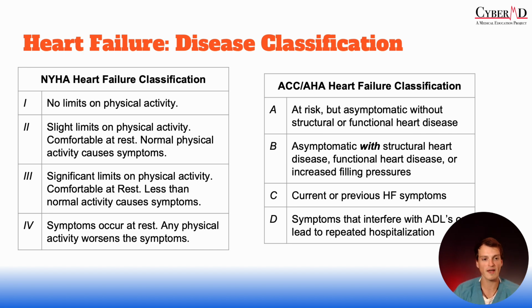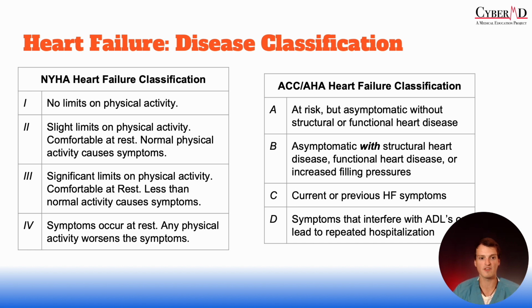So we move from NYHA, which is all about the limitations that the patient has. No limits, a little bit of limits, a lot of limits, and then uncomfortable at rest. And then we move from there and add this class structure, where in class A, you're just identifying people at risk. And that's what the ACC and AHA classification system is all about: adding this patient population where they're at risk for heart failure, and we want to identify them so that we can get ahead of that.